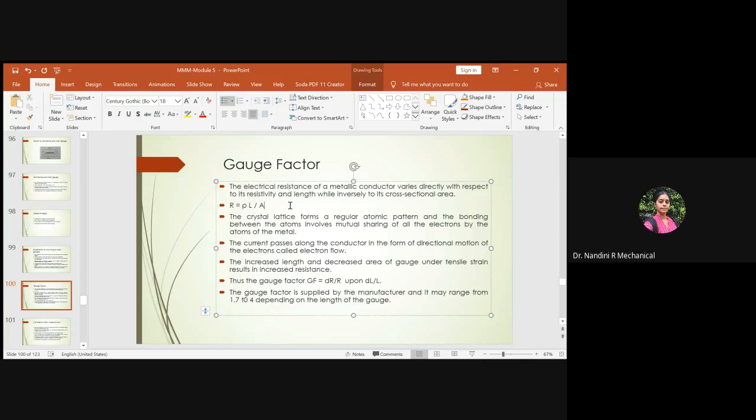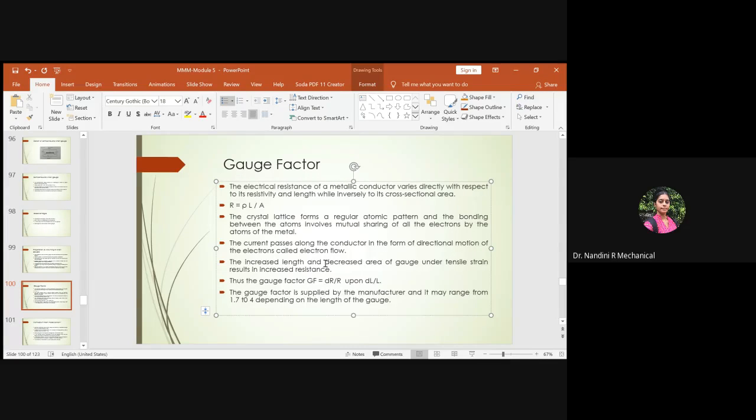So one thing you have to keep in mind, to measure the electrical resistance, we always use a metallic conductor. In the metallic conductor, what is the resistivity factor? What is the length of the conducting material we are using? And what is the cross-sectional area of the conducting material? Based on these parameters, we evaluate the electrical resistance of the given metallic conductor.